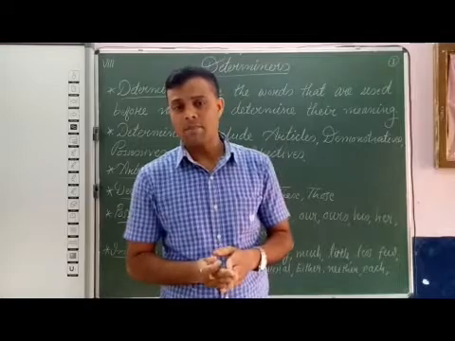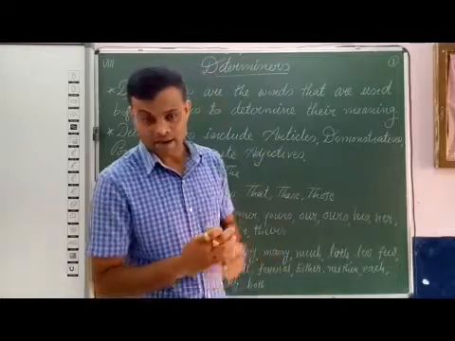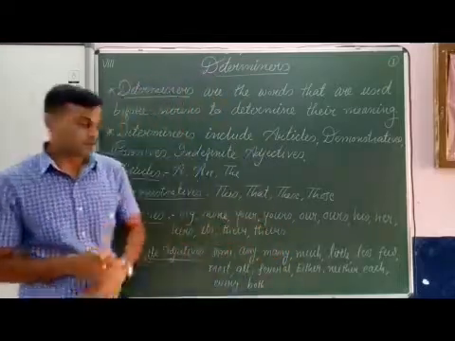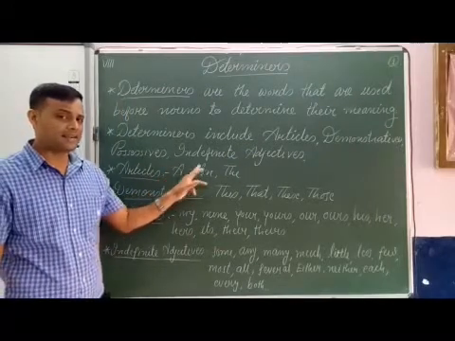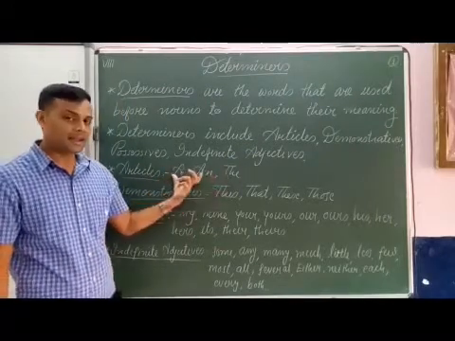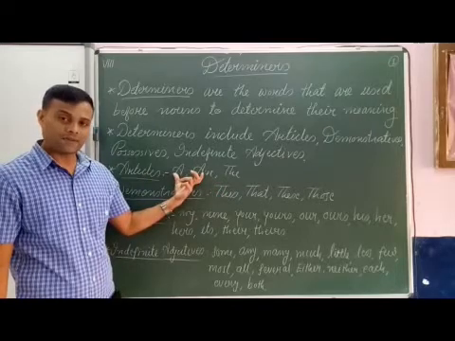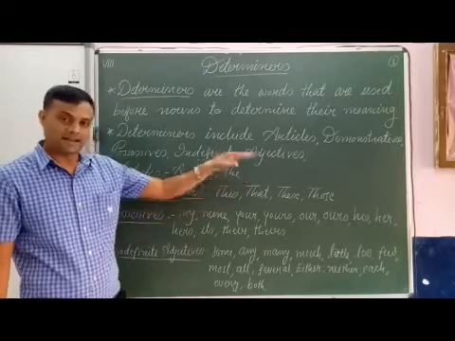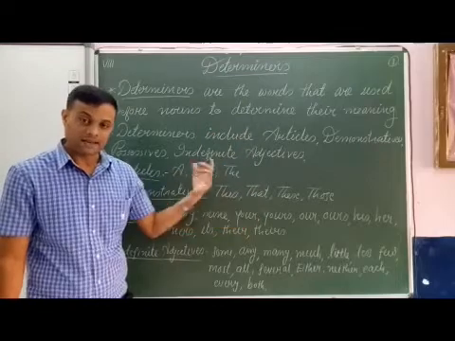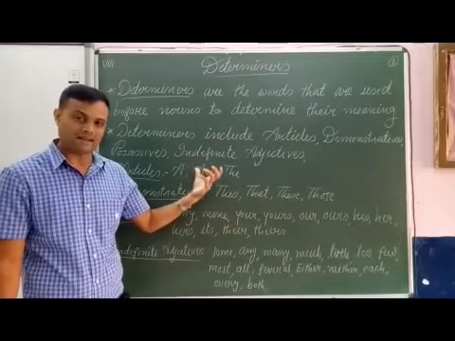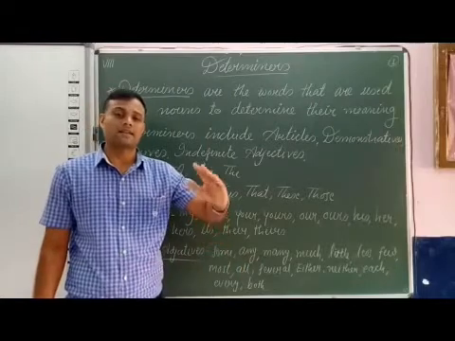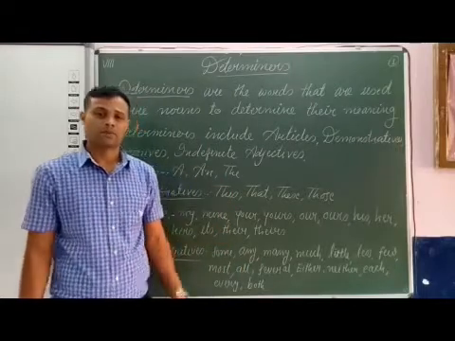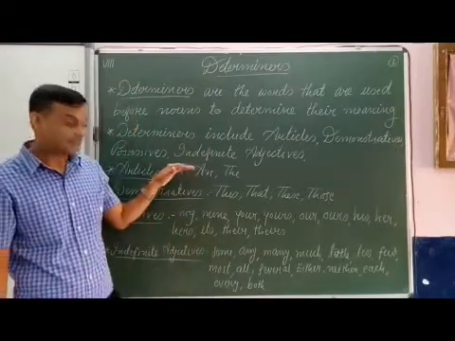If you do not remember, see, I have mentioned each one of them. Articles: a, an and the. A and an are indefinite articles, whereas the is the definite article. The use of these three articles we studied in standard 5th and standard 6th and even in 7th standard. So these we have already studied.